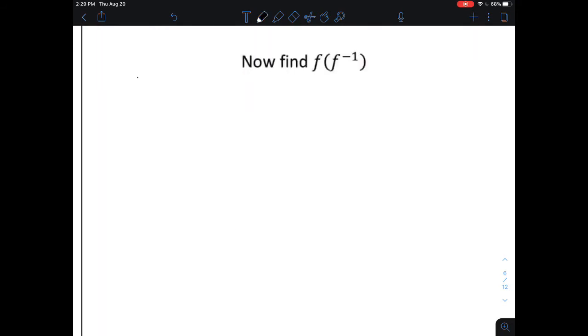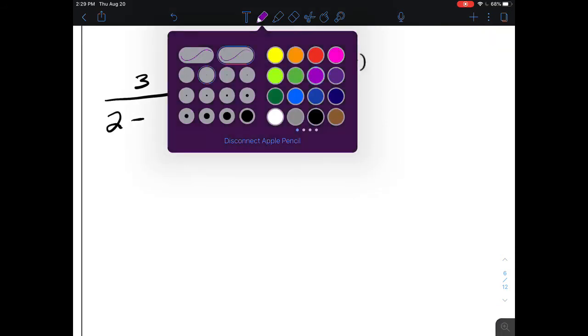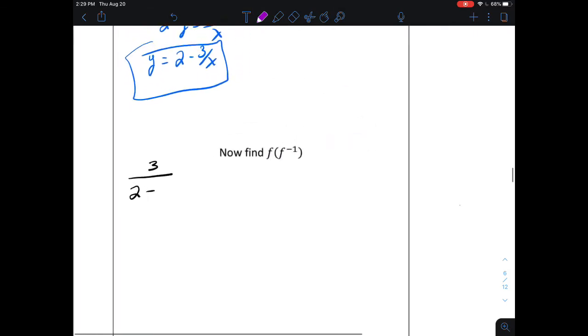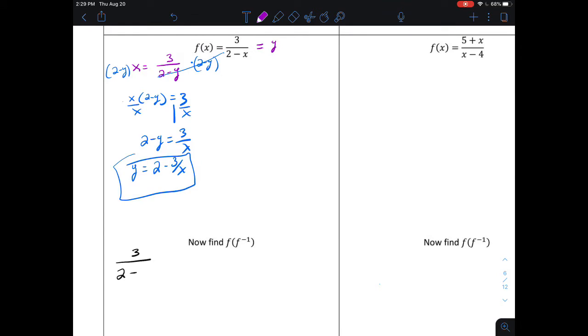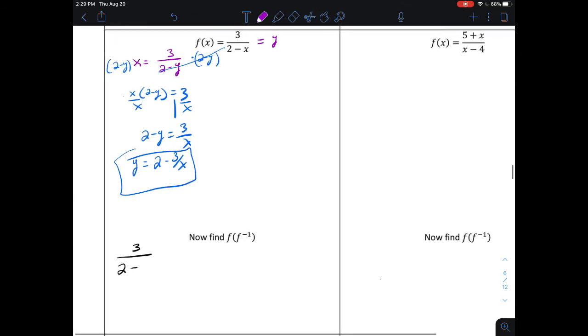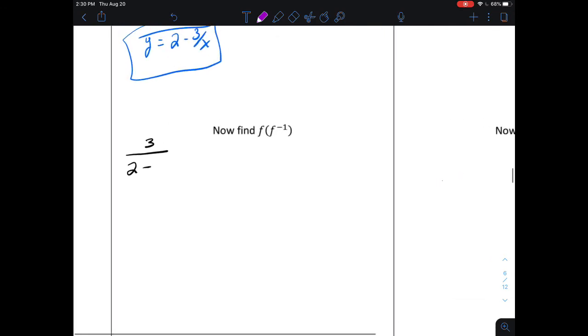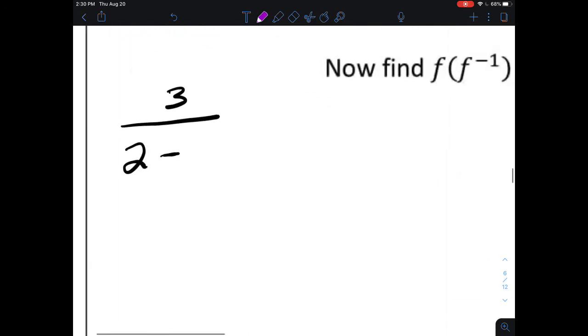So I'm going to go ahead and write f as 3 divided by 2 minus, now I'm not going to write the x, because where the x was is where the inverse is going. So I'm going to put the inverse function where x was in f. So instead of x, I'm going to write 2 minus 3 over x, and I'm going to put it in parentheses. 2 minus 3 over x goes inside of parentheses.